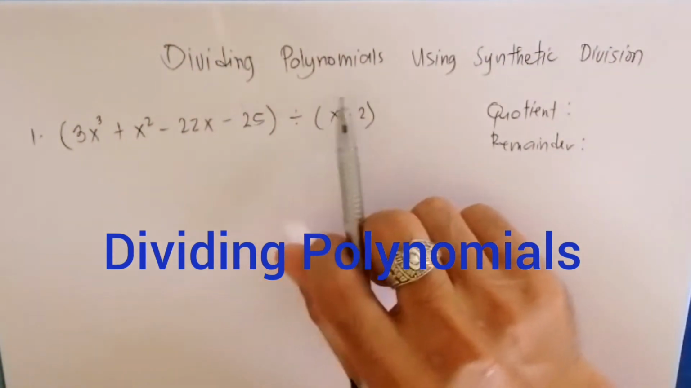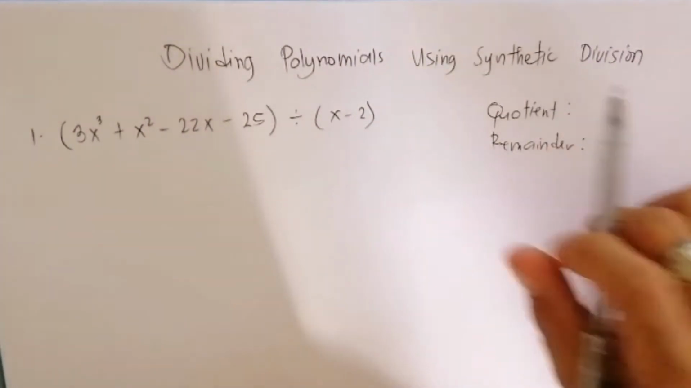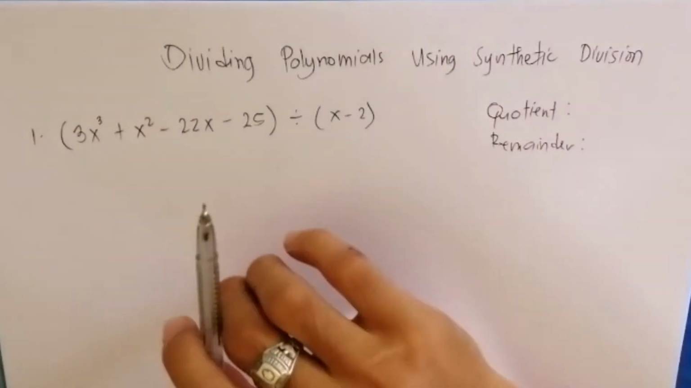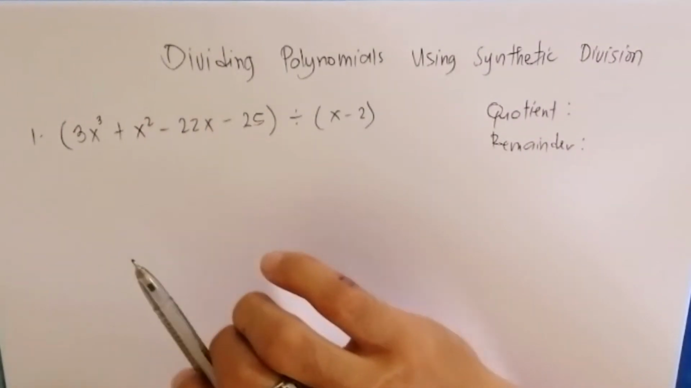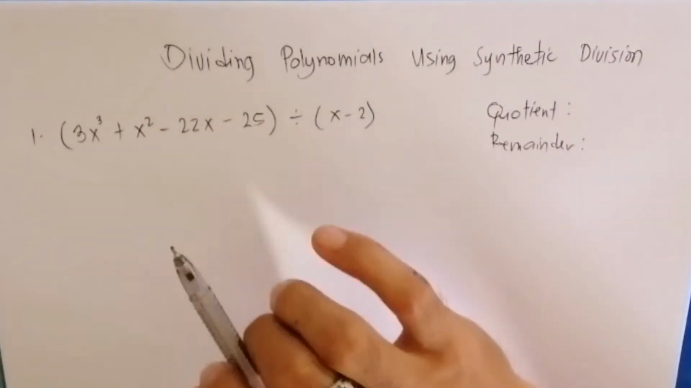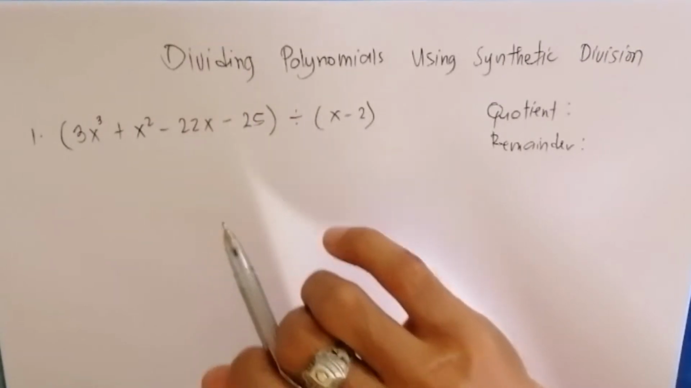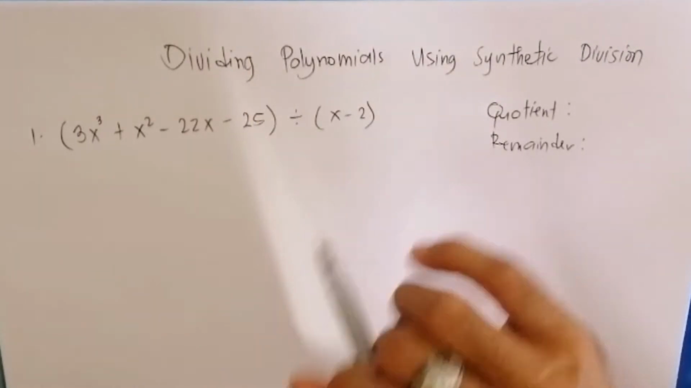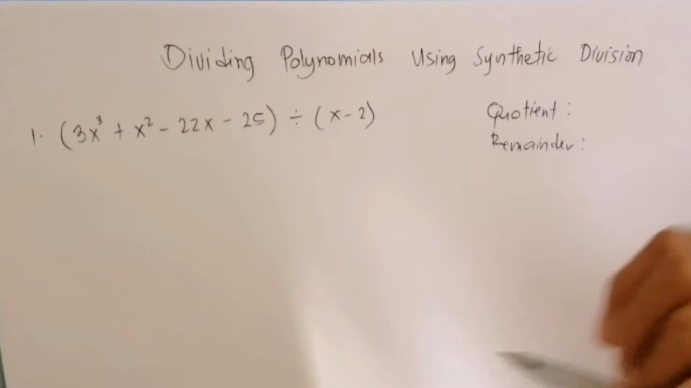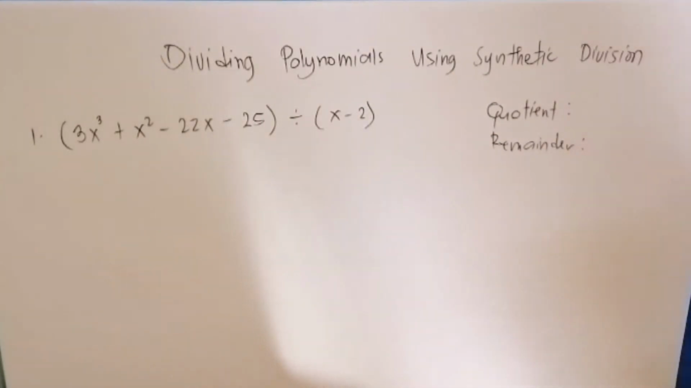So, dividing polynomials using synthetic division. Okay, for number 1, we have 3x cubed plus x squared minus 22x minus 25 as our dividend, and our divisor is x minus 2. Then, what is the quotient and the remainder?